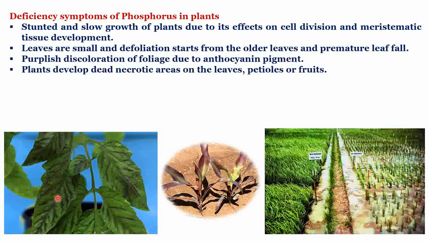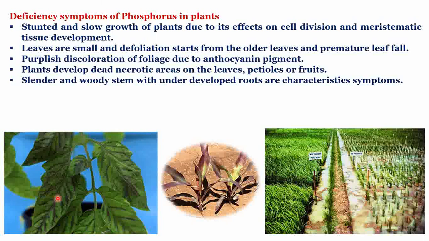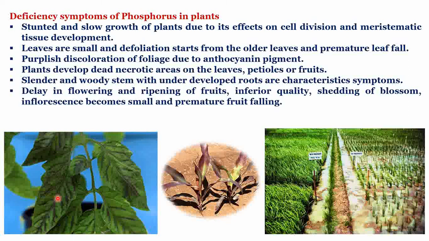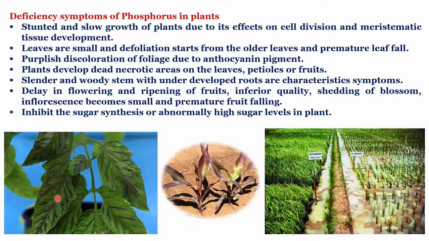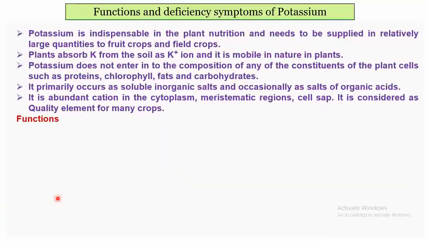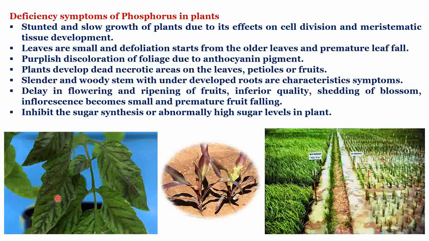Plant develops dead necrotic areas on the leaves, petiole and fruits. Slender and woody stem with underdeveloped roots are the characteristic symptoms. Delay in flowering, delay in ripening of fruit, inferior quality of fruit, shedding of blossom, inflorescence becomes small, premature fruit falling, then inhibit sugar synthesis or abnormally high sugar level in the plant.